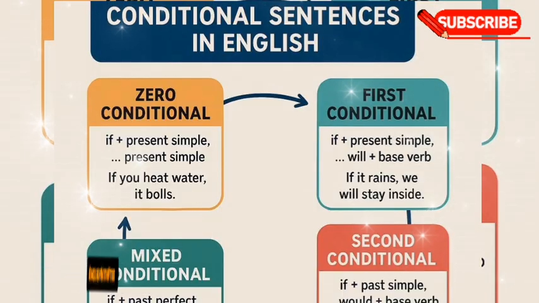Examples of mixed conditional sentences. If I had won the lottery, I would be rich by now. If I had studied harder, I would be a doctor now.